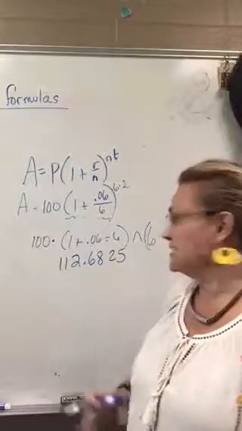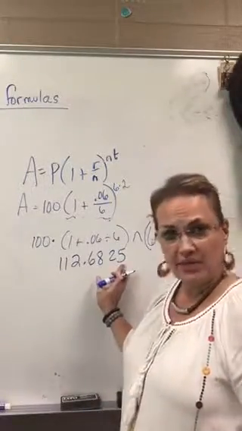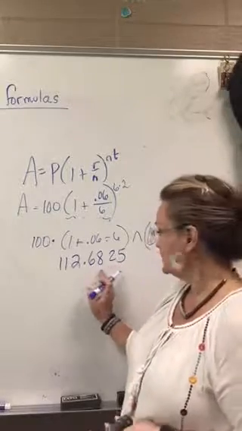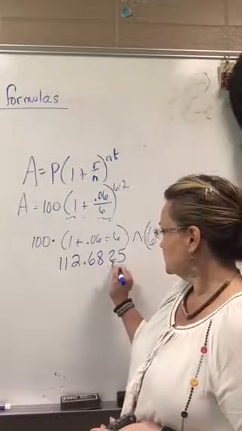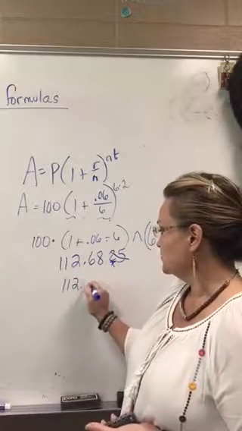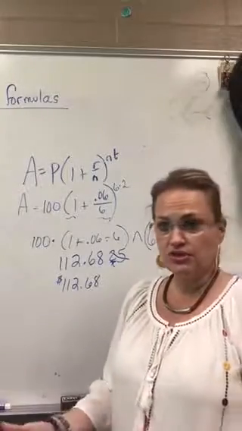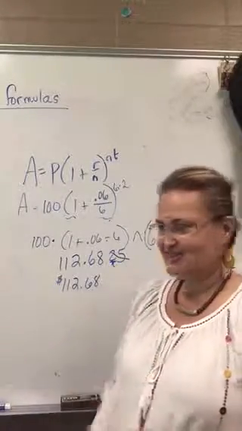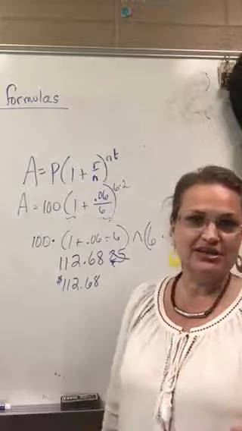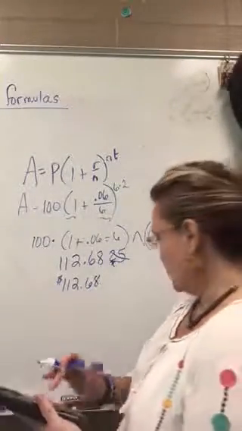All right, so I'm getting 112.6825. When it's a money question, you want to round it to the nearest penny. So the 2 would determine whether you round up or not. It does not round up. So it's $112.68. So your $100 in 2 years turned into $112 and some change. So pretty nice. Okay, now let me give you another one to try on that.